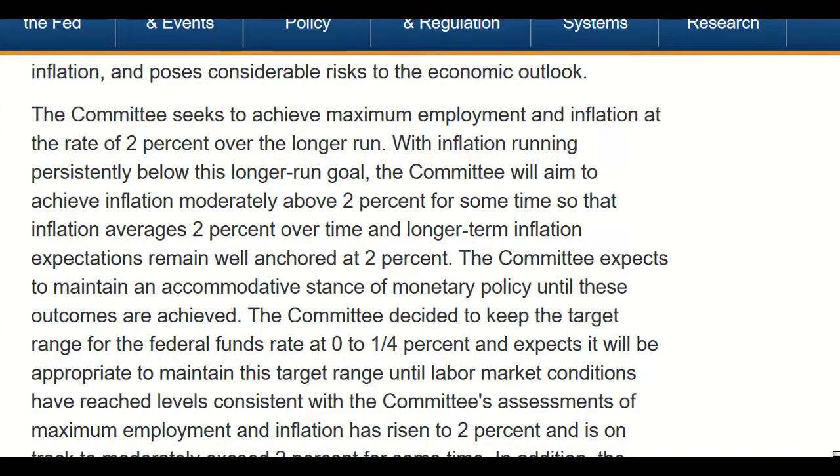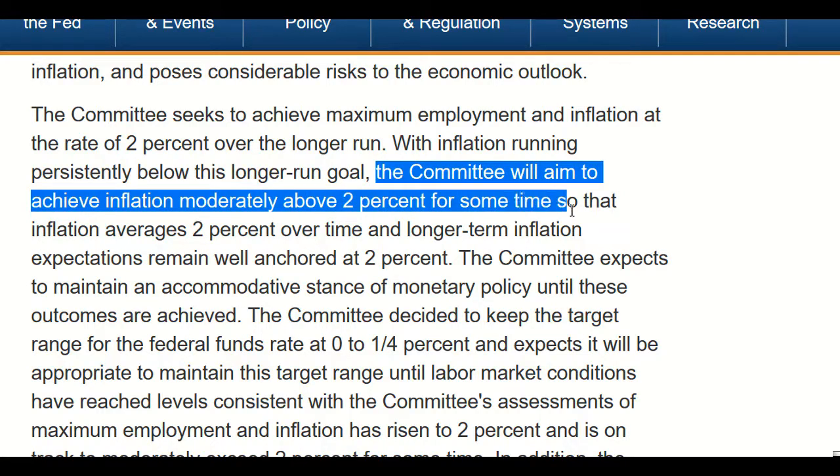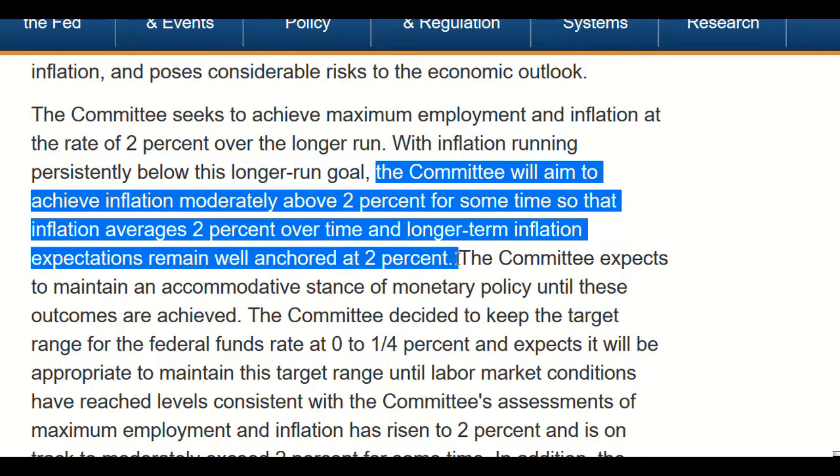By the way, did you catch that forward guidance? Yeah, take a look. Right here. The committee will aim to achieve inflation moderately above 2% for some time, so that inflation averages 2% over time and longer-term inflation expectations remain well anchored at 2%. That's forward guidance. It's telling you this is what we aim to achieve. And in doing so, guides the financial markets to move in the direction of 2% inflation.